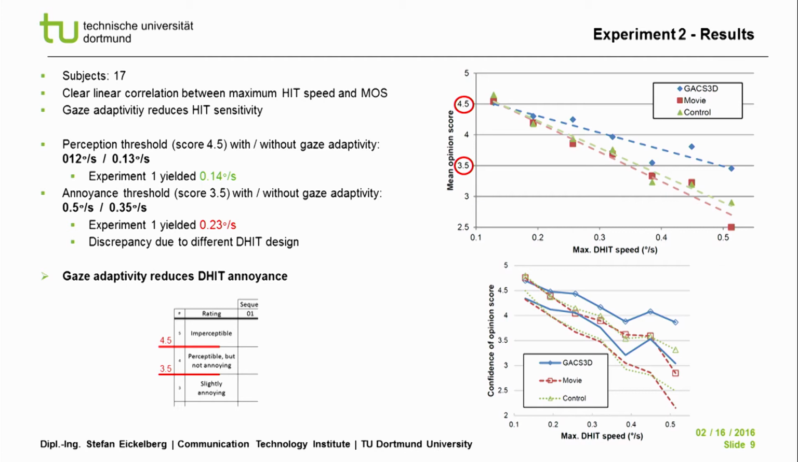We believe that this difference is due to the more sporadic nature of the DHIT in this experiment. With gaze adaptivity, the annoyance threshold was even further increased to 0.5 degrees per second. And we conclude that gaze adaptivity does reduce the DHIT annoyance.